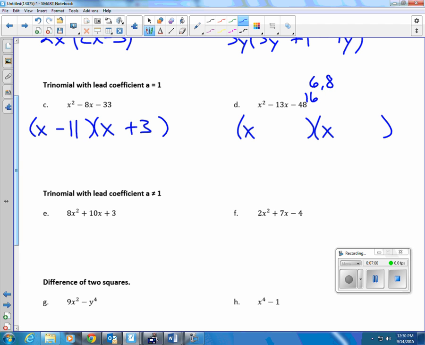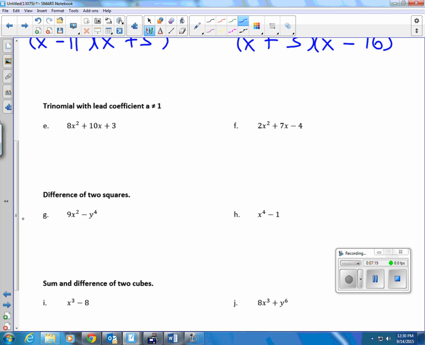Six and 8, 16 and 3. You know, you can list them all off. We got 12 and 4. So I picked this one because it's harder. A lot of people don't see the 3 and the 16, but it is 3 and 16. The minus goes with the 16. Plus goes there.